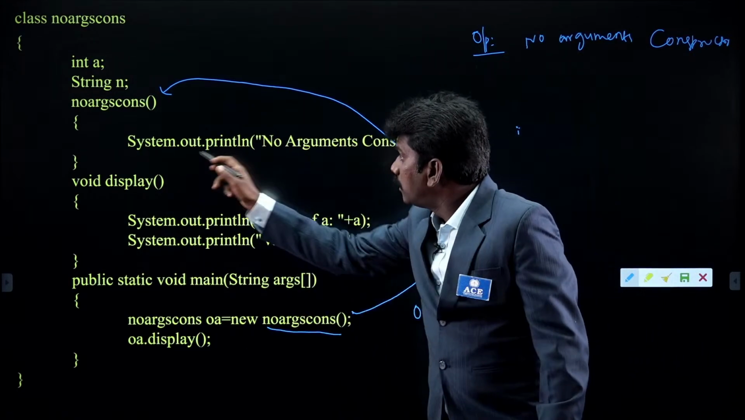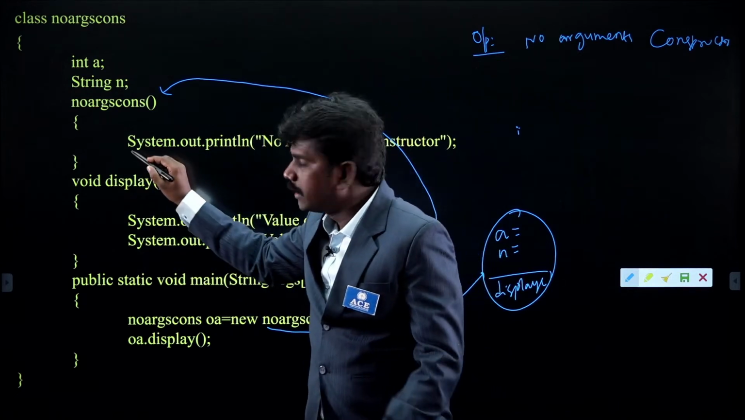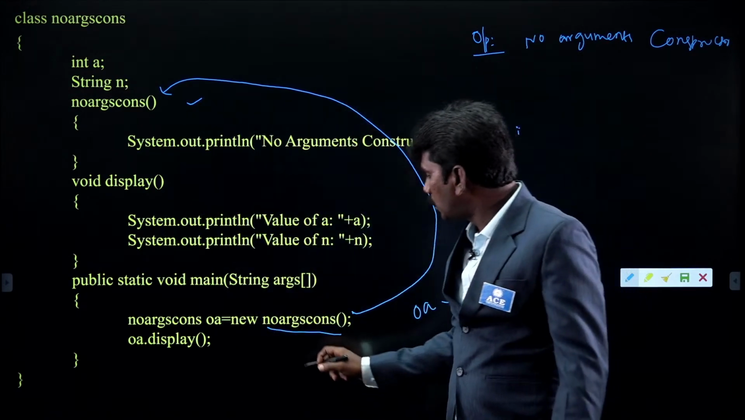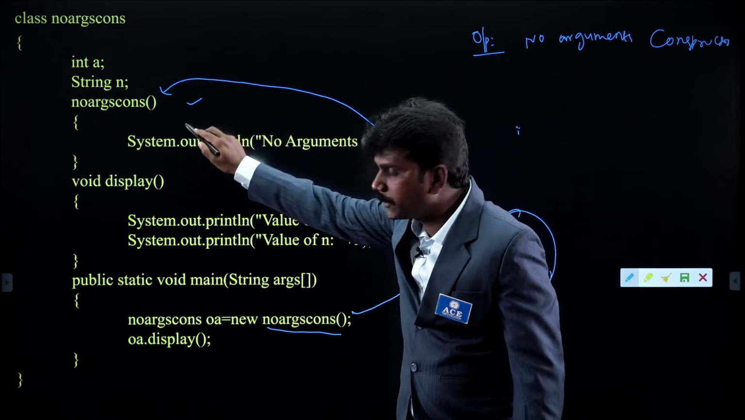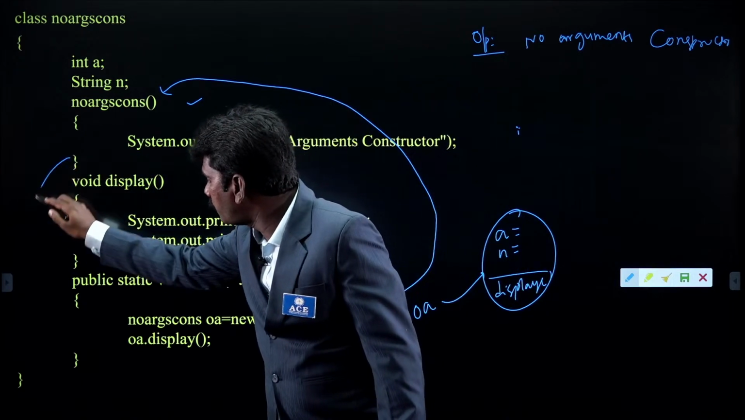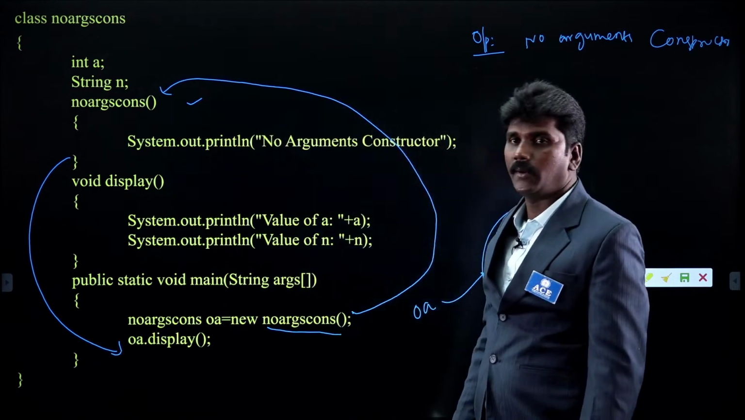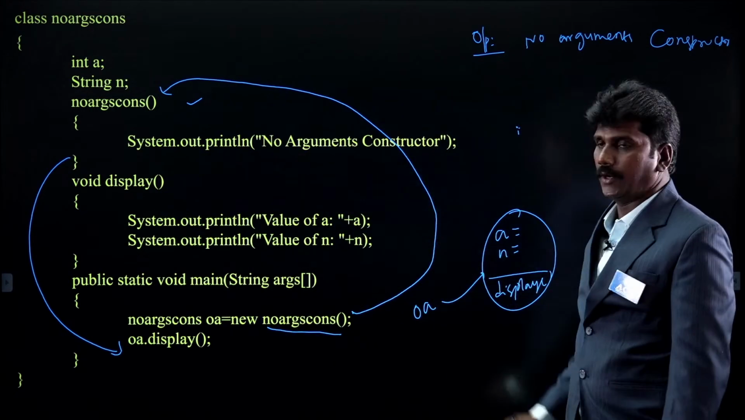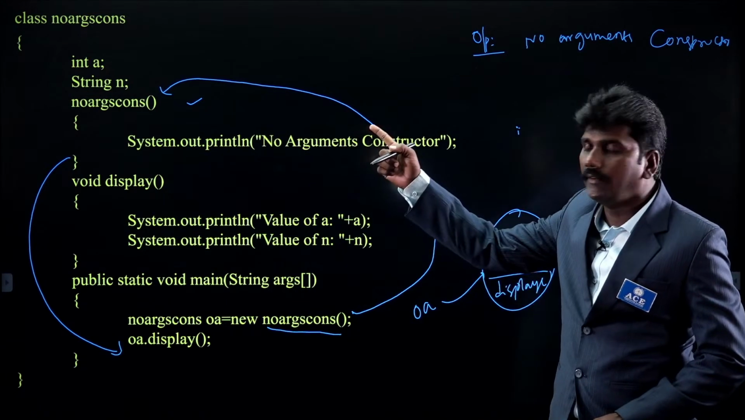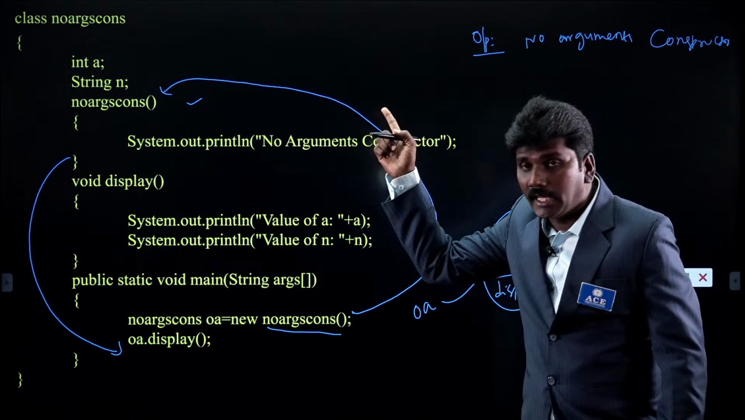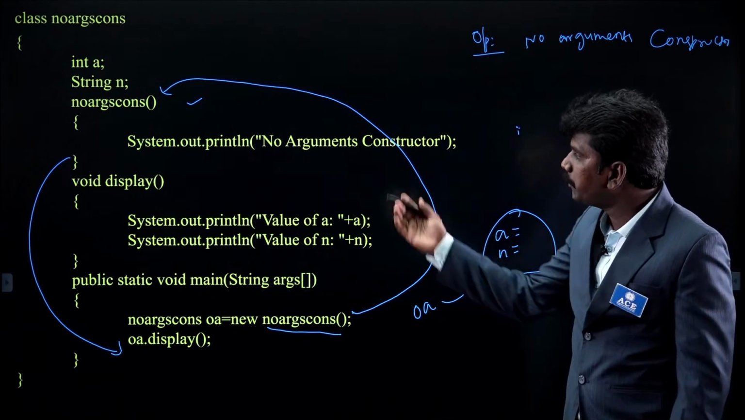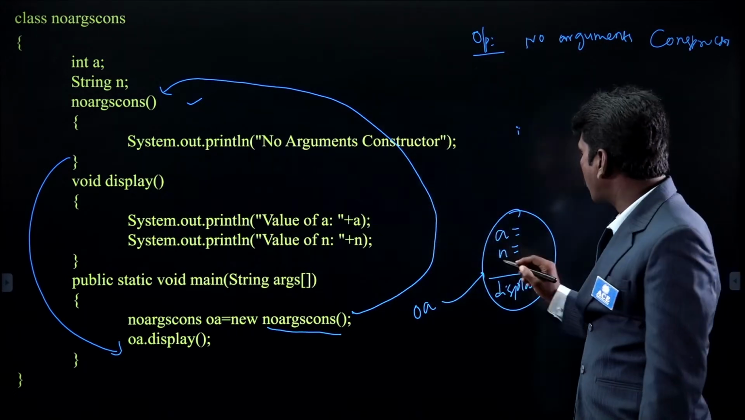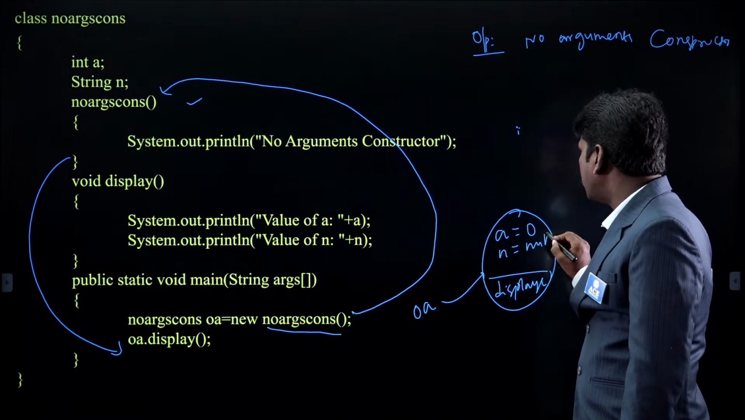And after that, the compiler will not provide any default constructor here because we have used one constructor explicitly. Whenever it sees new NoArgsCons, it executes those statements, and after execution the control comes back to OA.display. Next is OA.display. While doing that, what is the job of the constructor? It initializes the instance variables automatically. But we are not assigning any values inside the constructor, so the default values of A and N are provided, 0 and null.